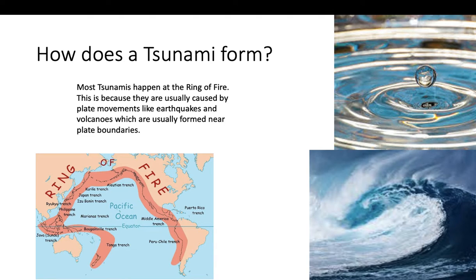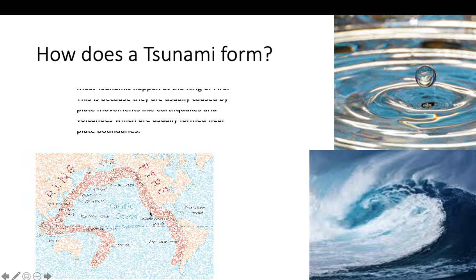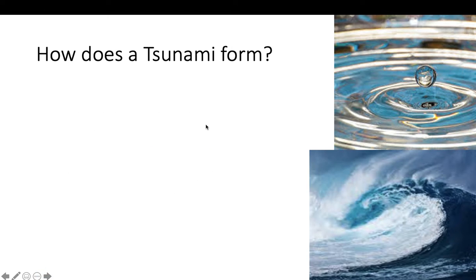And so if, for example, an earthquake happened here, a tsunami would go across the ocean and probably could hit any of these places. So this is a place of lots of tsunami hitting. So tsunamis usually hit the Ring of Fire.